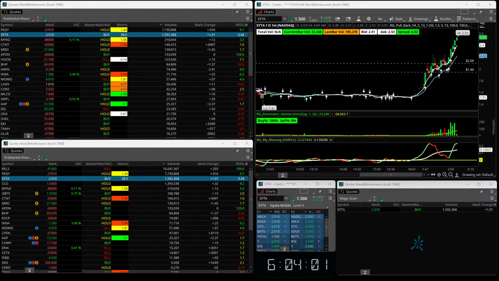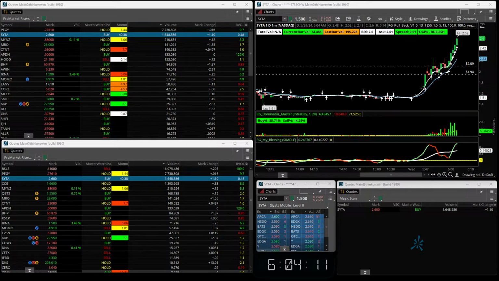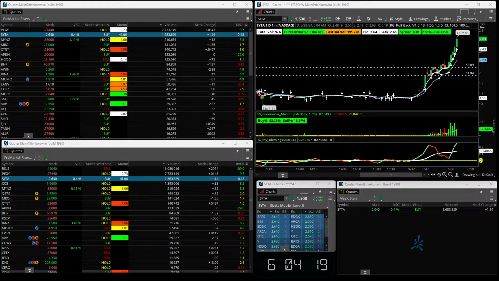Slowly rising in price, 253 for a new high, 254, 255, 58, 60. Continuing to climb. Volume did drop off a little from that last previous candle, but the buyers are still there driving it up.